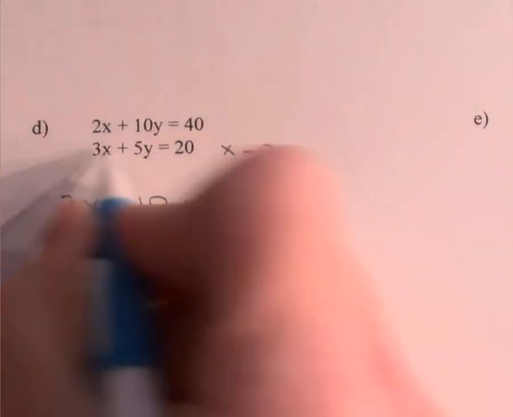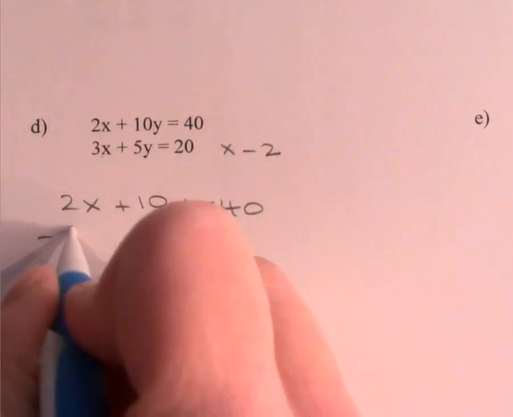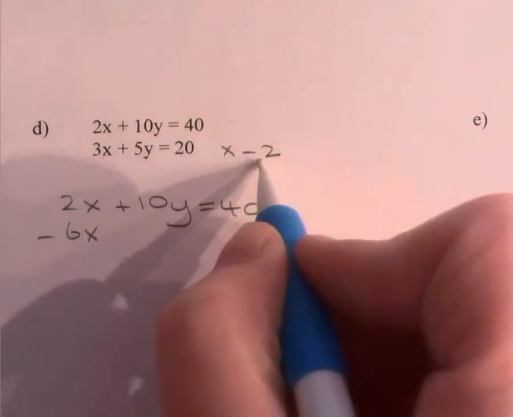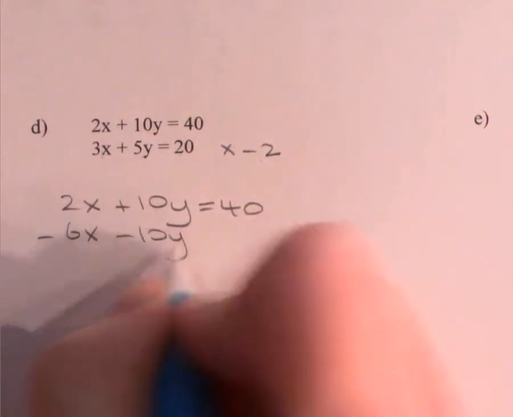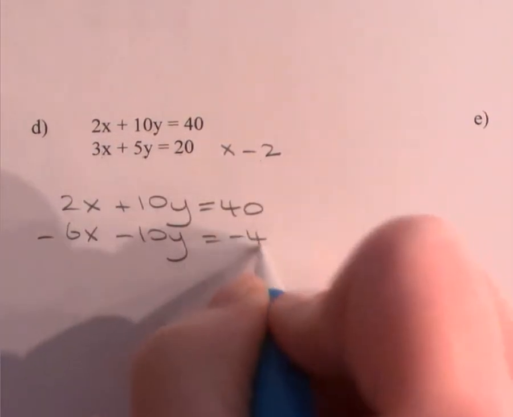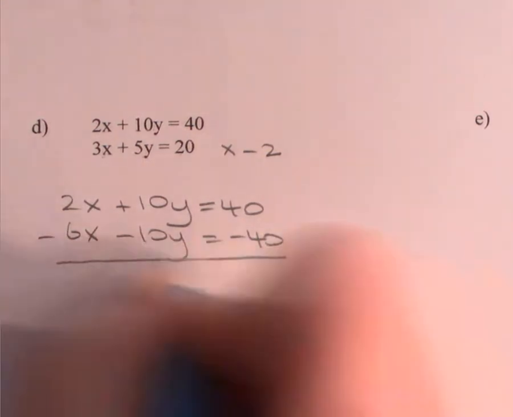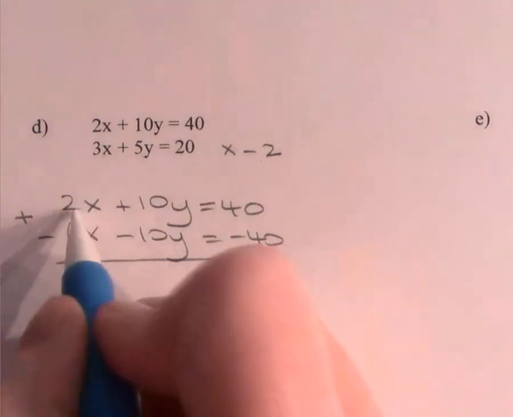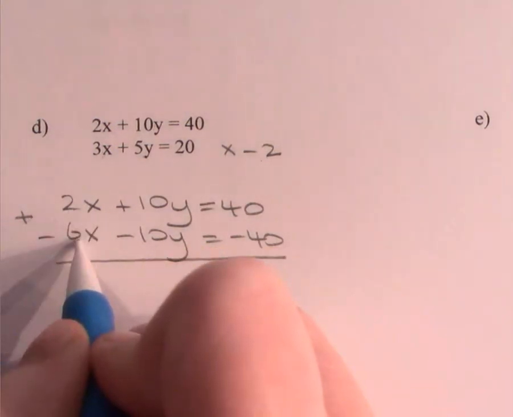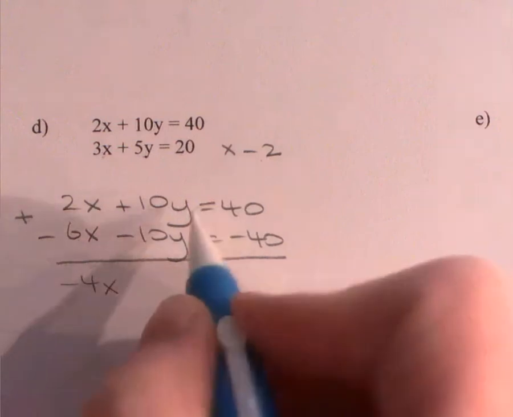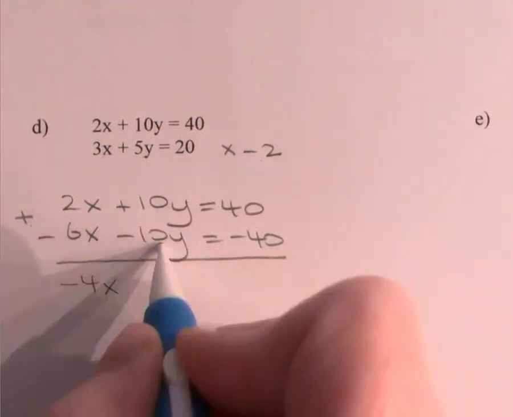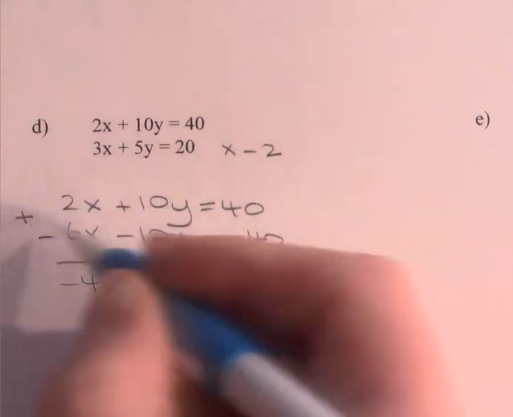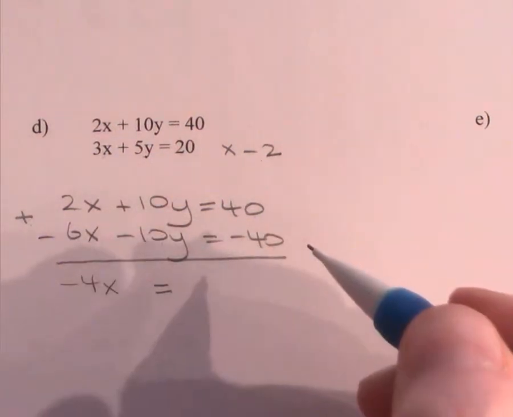So I have 3x times minus 2 is minus 6x. 5y times minus 2 is minus 10y equals minus 40. I'm going to draw a line underneath and I'm going to add them. I have 2x plus minus 6x is minus 4x. I have 10y plus minus 10y is 0. And I have 40 plus minus 40 is also 0.